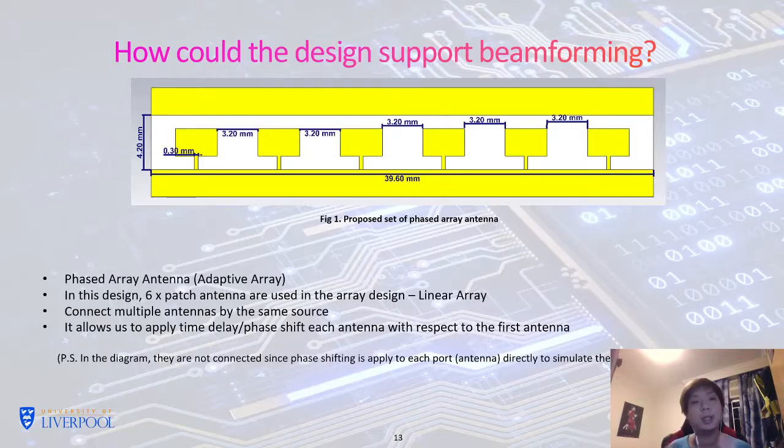This is the proposed setup of this phased array antenna, and we can see there are 6 patch antennas in the array, connected to the same source, and we can apply the phase shift to each antenna with respect to the first antenna.